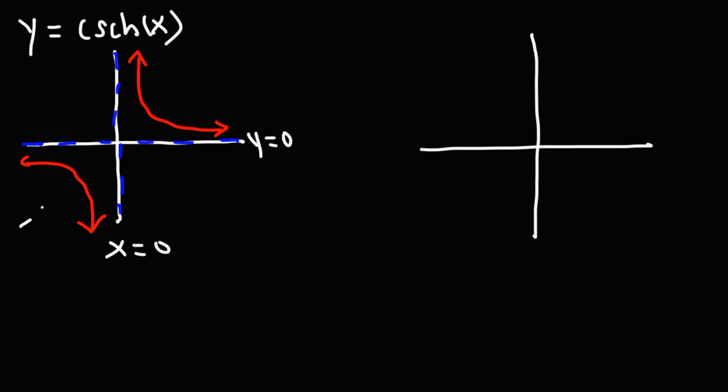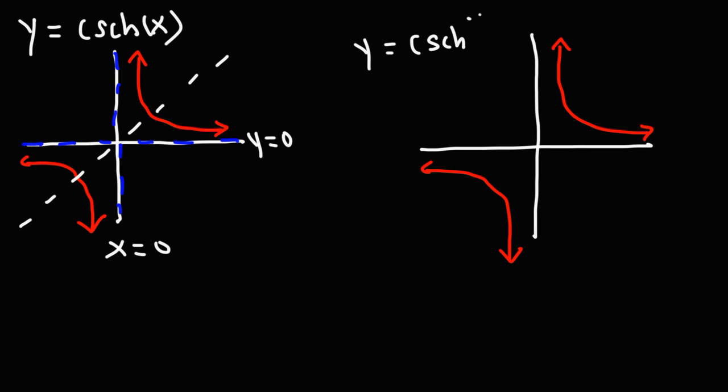And even if you were to draw the line y equals x, if we reflect this side across the line y equals x, it will become this side. And if we reflect this side across it, it becomes that side. So for this particular graph, cosecant and inverse cosecant will have the same shape. So that is the graph for hyperbolic inverse cosecant.